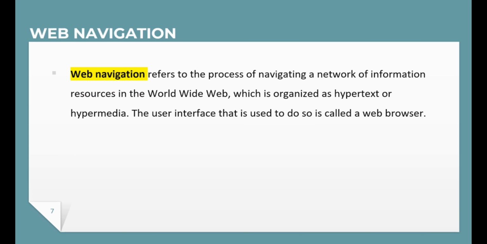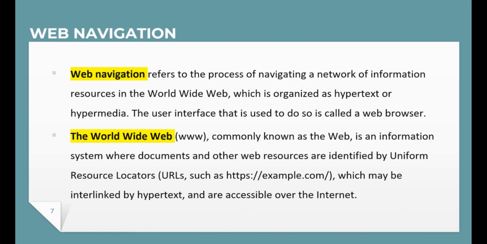Web navigation refers to the process of navigating a network of information resources in the World Wide Web, which is organized as hypertext or hypermedia. The user interface that is used to do so is called the web browser. The World Wide Web, or WWW, commonly known as the web, is an information system where documents and other web resources are identified by Uniform Resource Locators, or URLs, which may be interlinked by hypertext and are accessible over the internet.